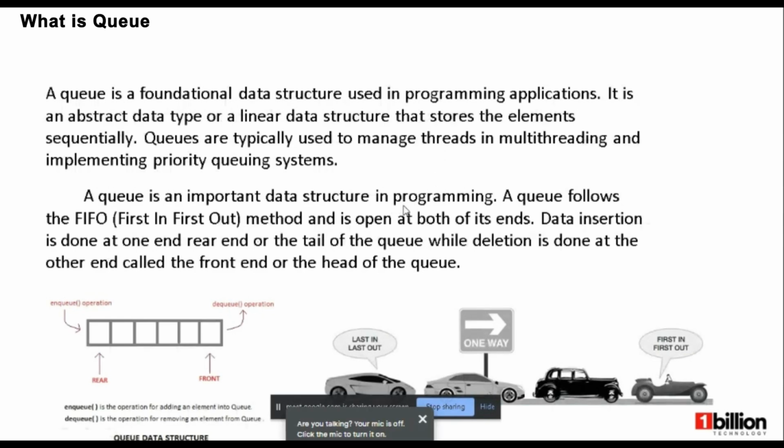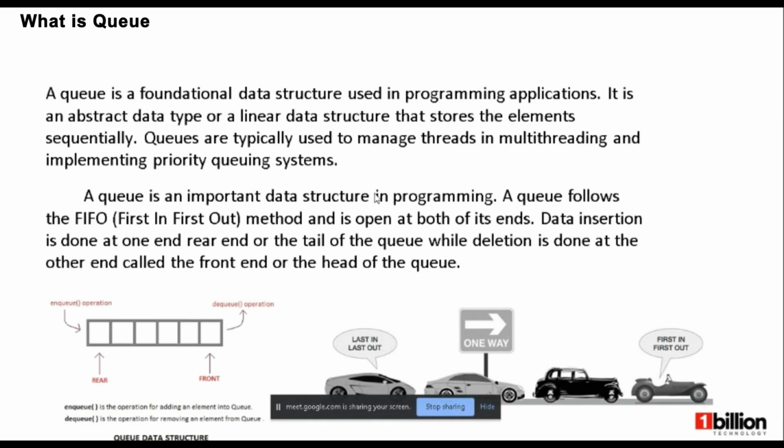There are 4 different queues in the data structure: simple queues, circular queues, priority queues and double-ended queues. A simple queue is the most basic queue, in which the insertion of an item is done at the rear of the queue and deletion takes place at the front of the queue.